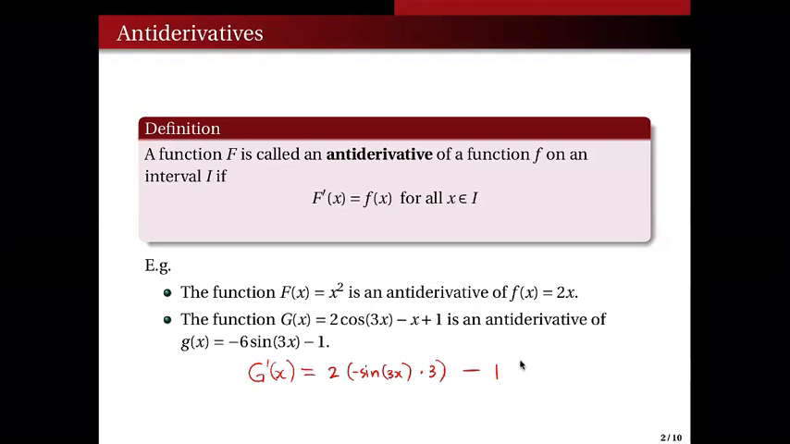So if we simplify, this is equal to 2 times negative sine 3x times 3. So you will get negative 6 sine 3x. And then you have minus 1. And this is precisely your small g of x. So derivative of the capital letter equals the small letter. And therefore, the capital letter is an antiderivative of the small letter.